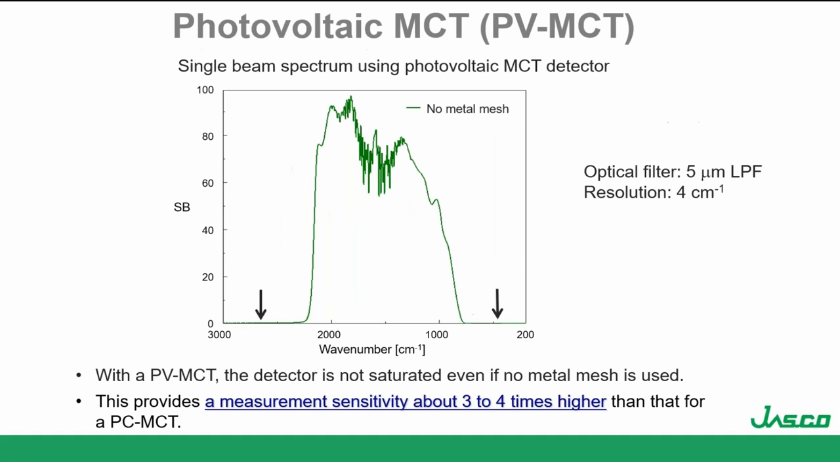So one of the options, and this is the detector that we use in our instrument, is to use a photovoltaic MCT detector. And as you can see, we are not using a metal mesh. Also, we don't create this pseudo signal. And at the same time, the sensitivity of this MCT detector is 3 or 4 times higher than the PC, the photoconductive MCT detector that I showed previously.